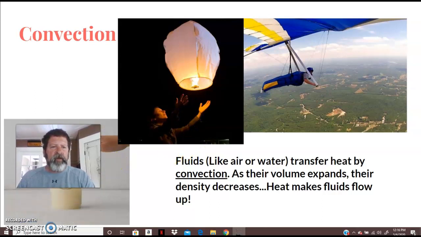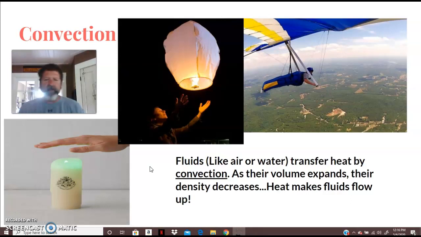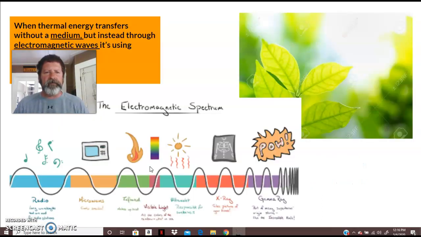Another form of thermal energy transfer is convection. Fluids like air or water transfer heat by convection. As their volume expands, their density decreases, and this makes heat flow upwards. You can see the parasailer riding a convection current, that's heat rising. You can see that the air balloon, as the air inside of that little balloon heats up, is going to rise, and the person holding their hand over a candle is also going to feel the heat of convection.